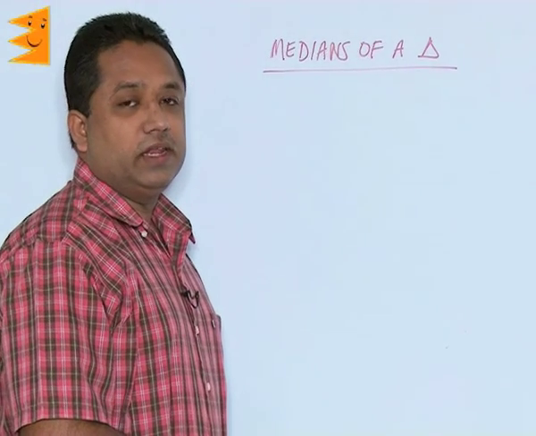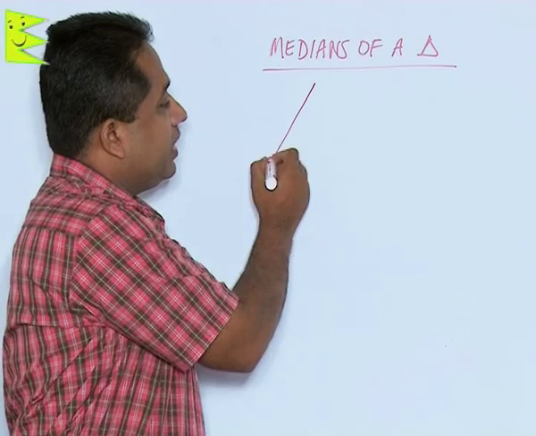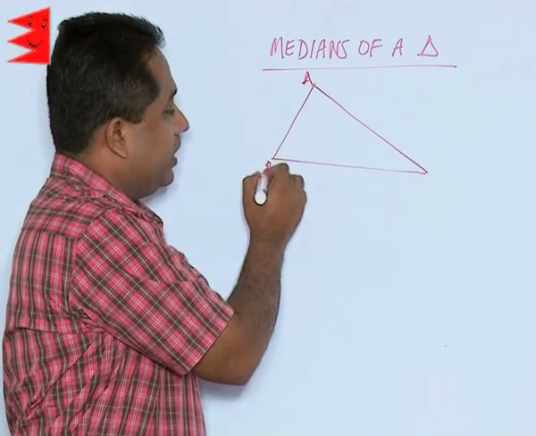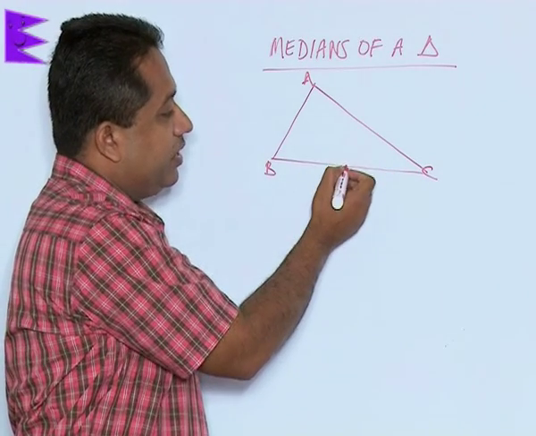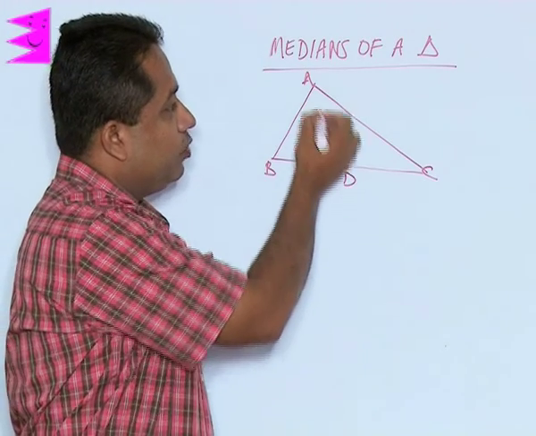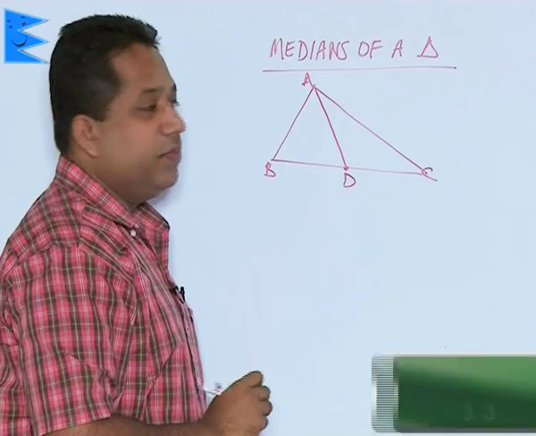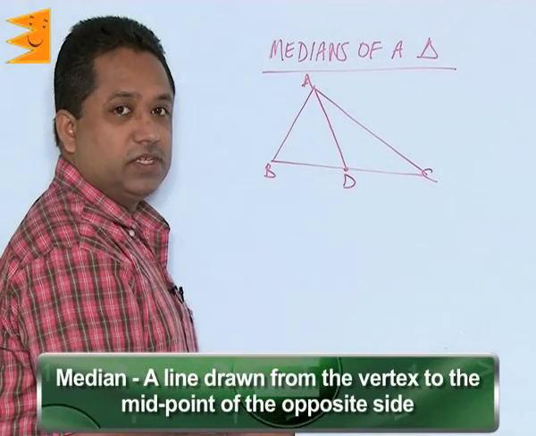Medians of a triangle. Now, what is the meaning of a median? If we have a triangle ABC and let us consider that we have the midpoint of BC here as D. Now, when we join the midpoint to the vertex here, then this line is called a median. So, median is a line drawn from the vertex to the midpoint of the opposite side.